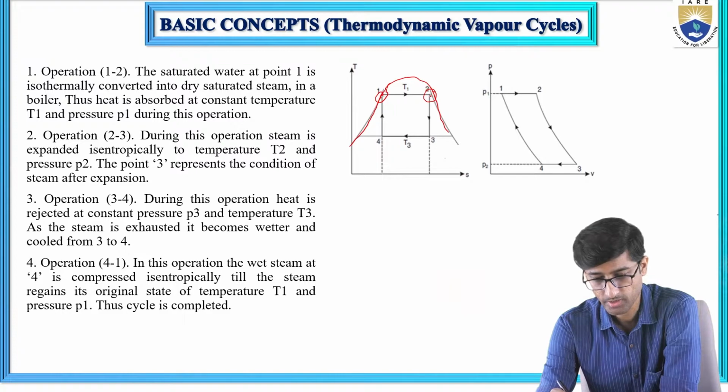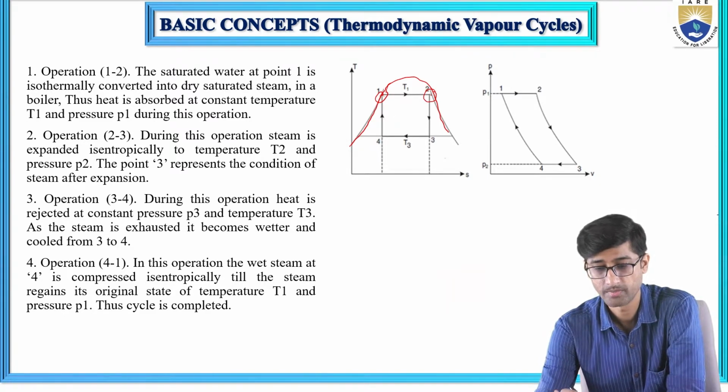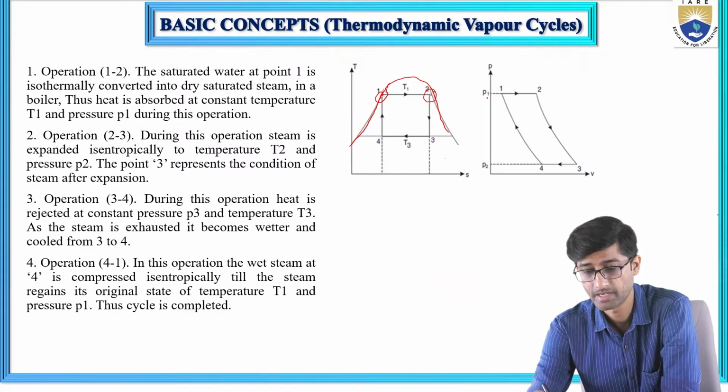After expansion, it is going to the condenser, where it is condensed and heat is rejected, right? Now here it is wet steam. Again, this steam is going to the compressor, where it is compressed isentropically, and it becomes saturated liquid. Now this is the TS diagram of the Carnot cycle, and this is the PV diagram of the Carnot cycle.